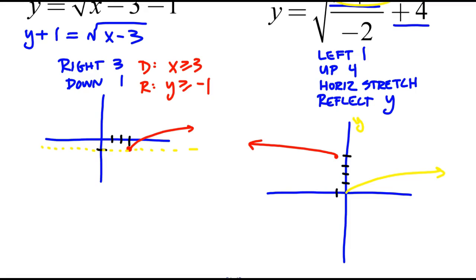So now the domain for this one is going to be x is less than or equal to -1. So the domain does get a little bit moved around sometimes, right? If there's negatives involved. And then the range for this one is going to be greater than or equal to 4.